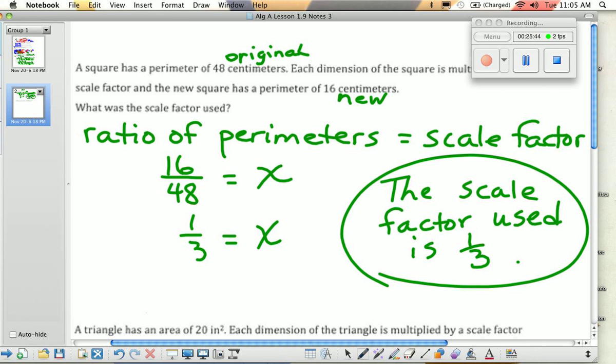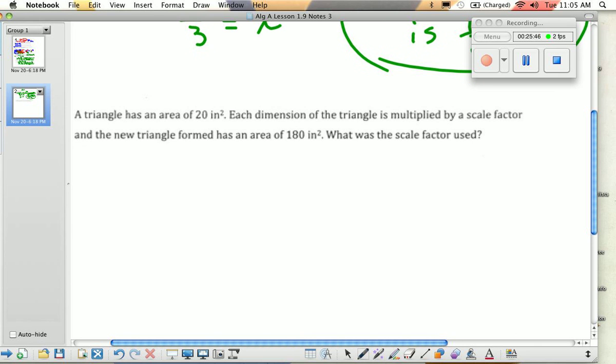Okay, now let's try the next one. We have a triangle that has an area of 20 inches squared. Each dimension of the triangle is multiplied by a scale factor. They don't tell us again what it is. But the new triangle formed has an area of 180 inches squared. What was the scale factor used? Oh, we gotta stop and think.